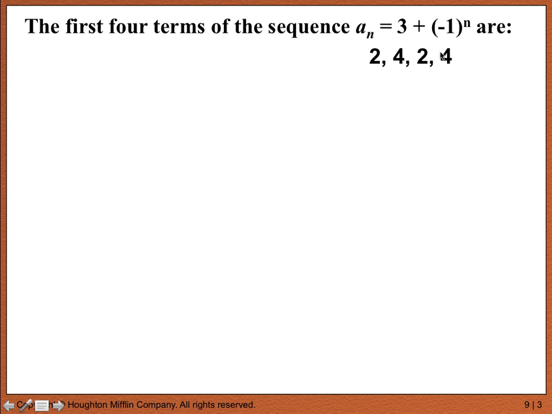So you can see how when n is 1, the value of the term is 2, the first term. When n is 2, that is for the second term, the value is 4. When n is 3, for the third term, the value is 2. And when n is 4 for the fourth term, the value is 4. So hopefully you can see how sequences work.